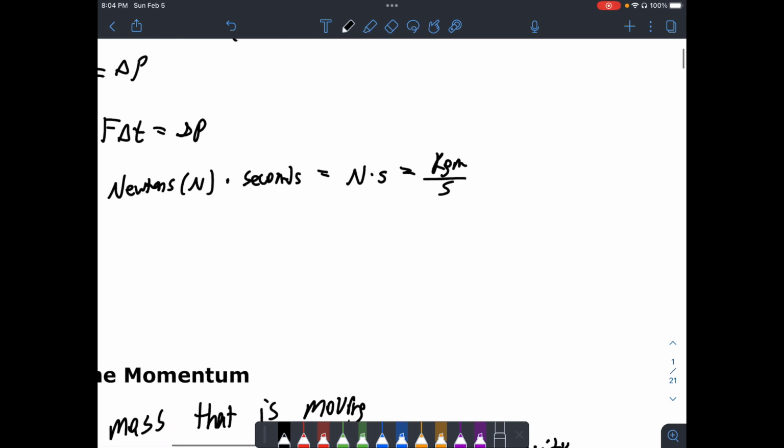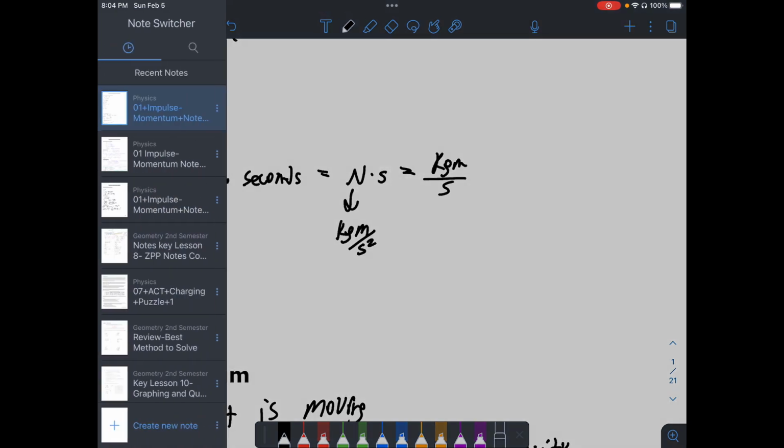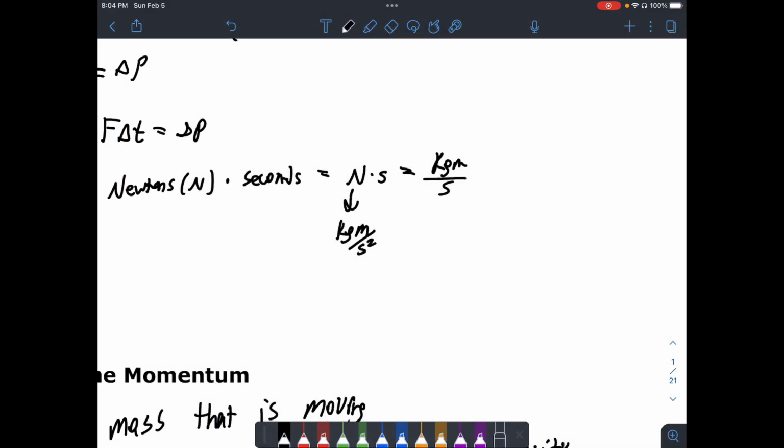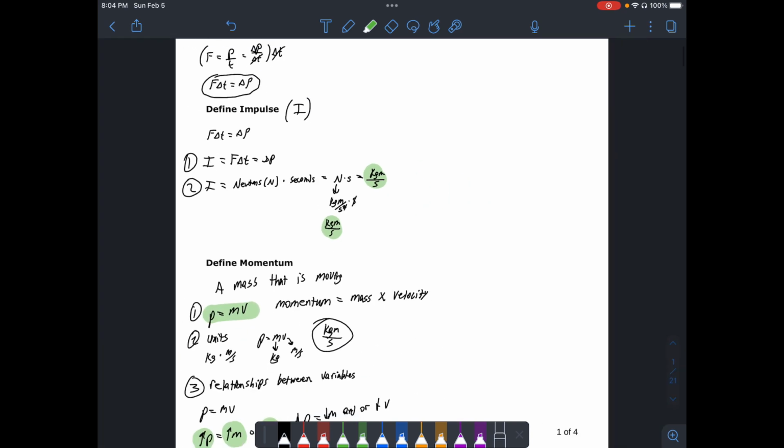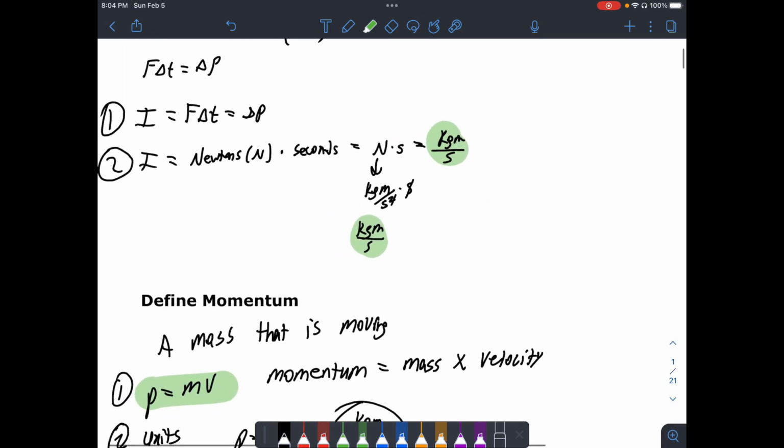because we know that newtons are actually kilograms, which is a mass, times an acceleration, which is meters per second squared. Now we're multiplying by a time, so one of our seconds will cancel, and we're left with kilograms meters per second. So these two match, which is good for us, right? Our units make sense.